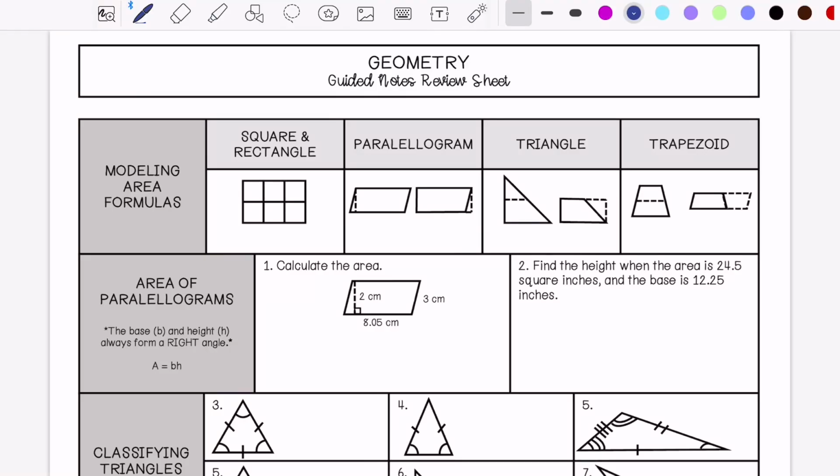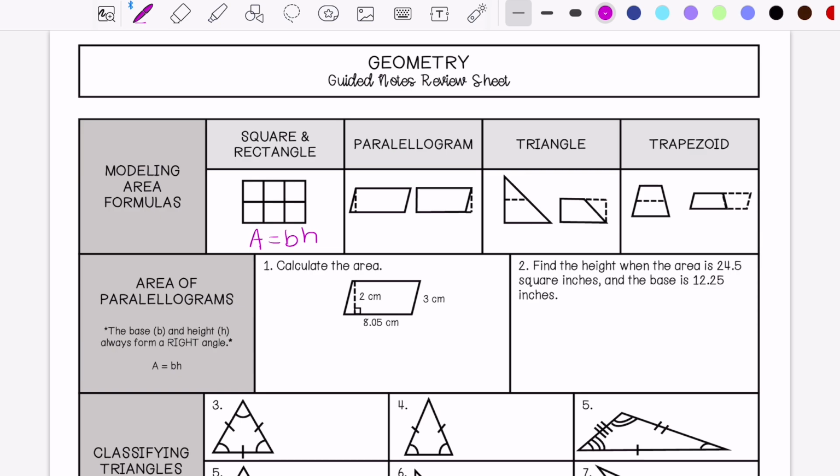We are reviewing geometry. So if we are modeling area formulas, we are looking at a square and a rectangle. We have the base, we have the height, and area is really how much space on this 2D surface is being taken up. If I count the squares, I have 6, but I can also do 2 times 3 to get 6. So my area formula for squares and rectangles is area equals base times height.